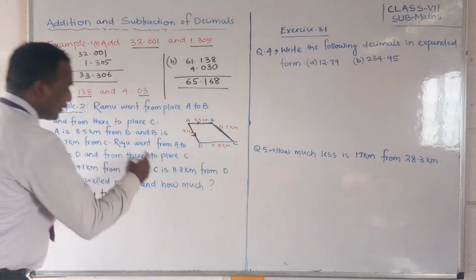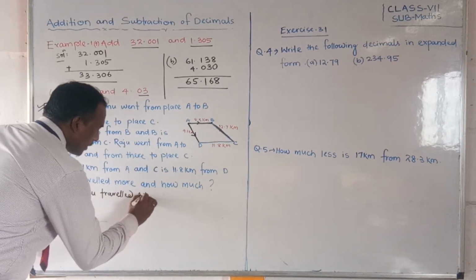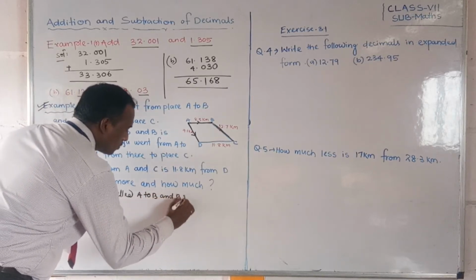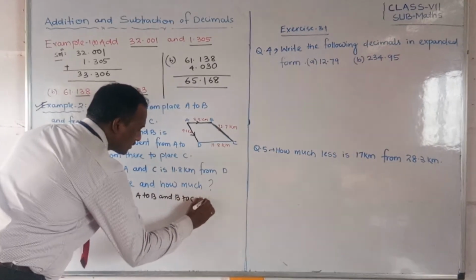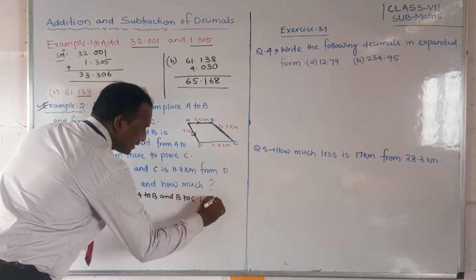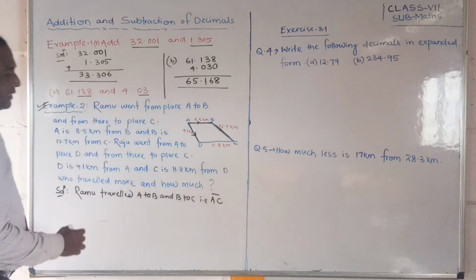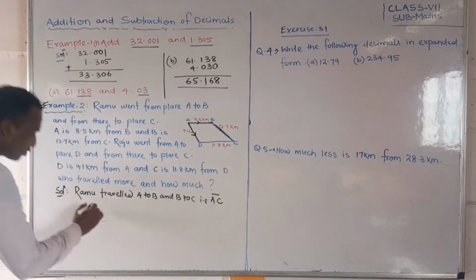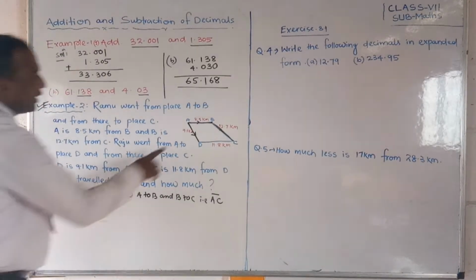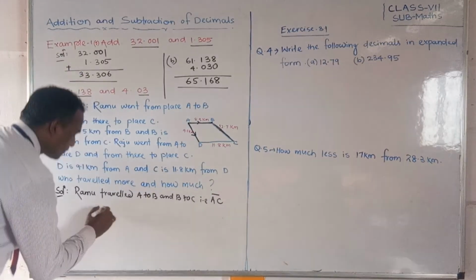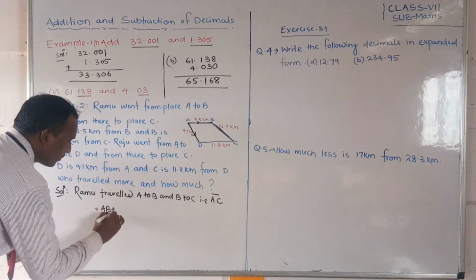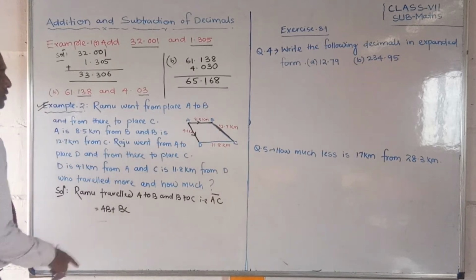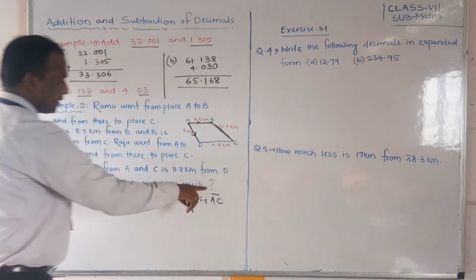What is that? A to B and B to C, that is AC. That is AC, A to C. Okay, and so AC is equal to AB plus BC. Okay, AB plus BC.